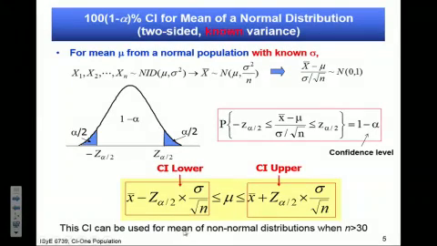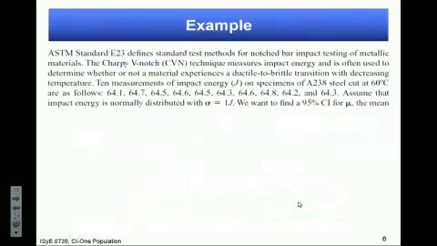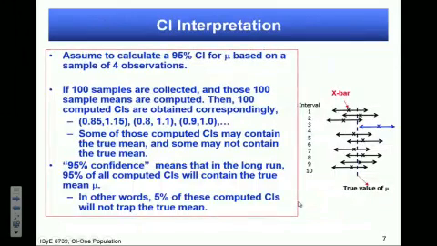And we said this confidence interval can be used for non-normal distribution, but when your sample size is very large, in this case, n greater than 30. Basically, your sigma is known, the sample size is known, x bar is the average of your random sample, and z alpha over 2 you can find from the table. That's it. We had one example, and then we explained the interpretation of the confidence interval.